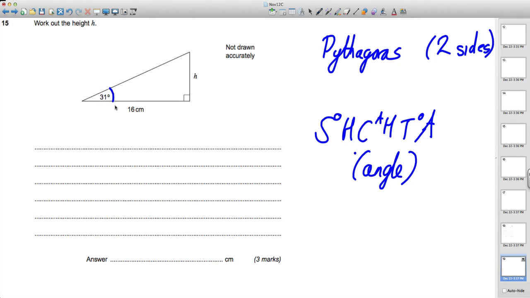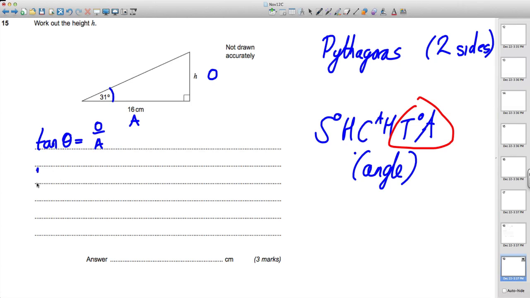You are given 31. This must be the opposite. This is beside it. It's the adjacent. Don't bother labeling this. It will confuse you. Label the one you want and label the one you've got. Okay. Now, which of the trigonometric ratios has O and A? Well, it's TOA. Okay, so write down what TOA means. TOA always means tan of the angle is equal to opposite over adjacent.